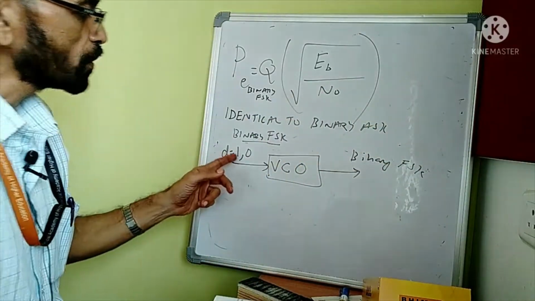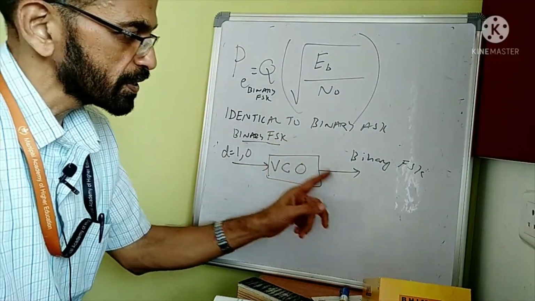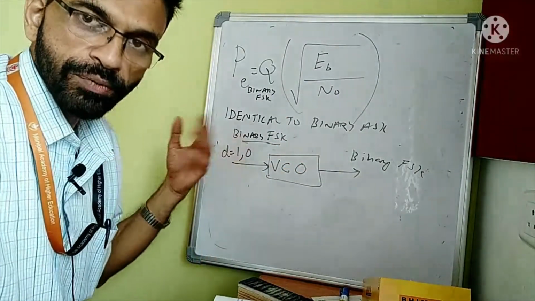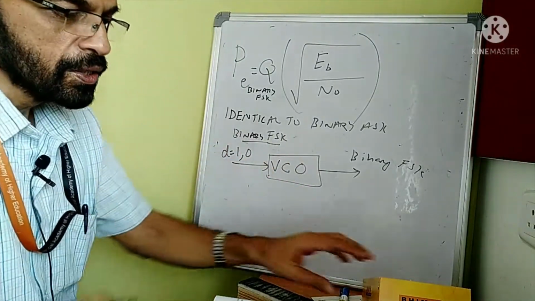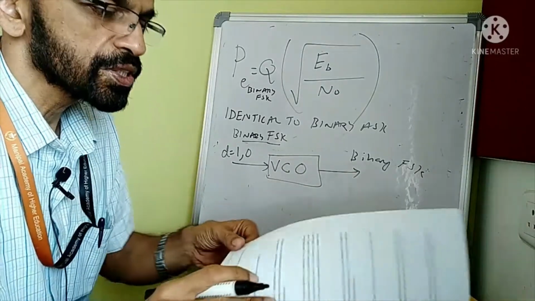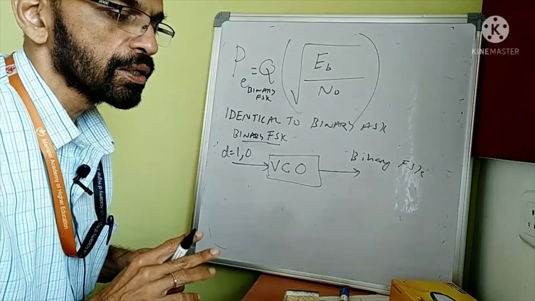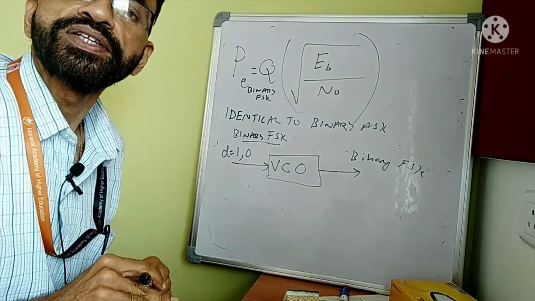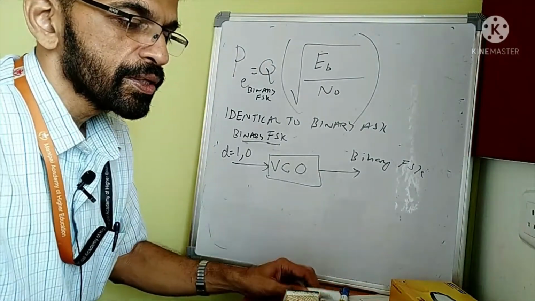Say if it is 1, the voltage level input to the VCO is such that the frequency is FC. If it is 0, say the voltage level is such that the frequency is FC plus delta F. So this is the discussion on binary modulation schemes. We have discussed binary ASK, binary PSK, and binary FSK.